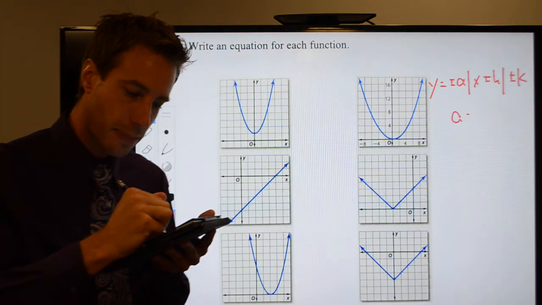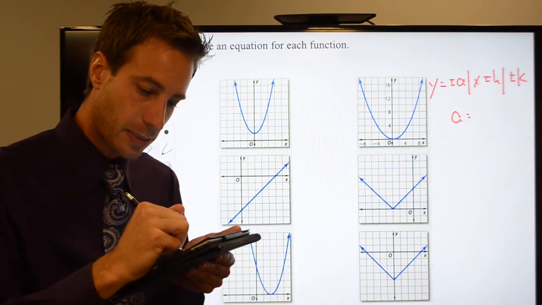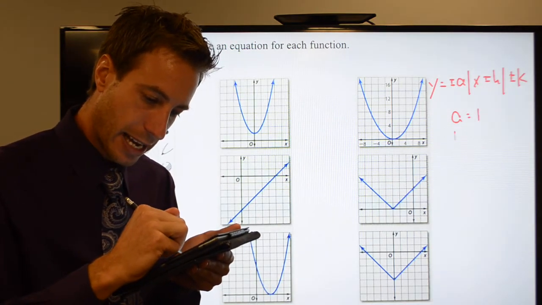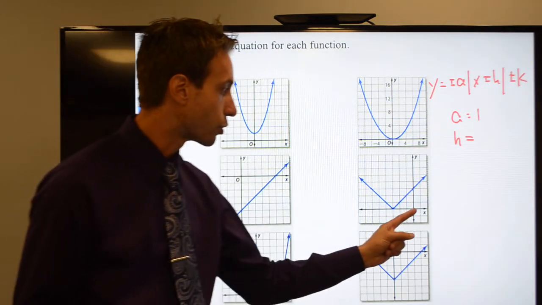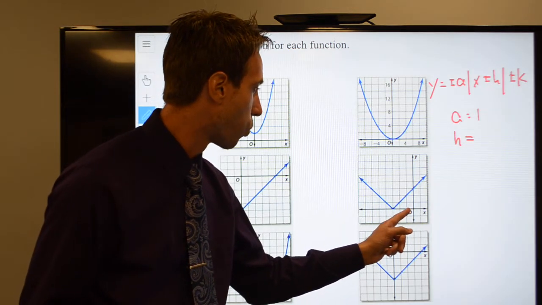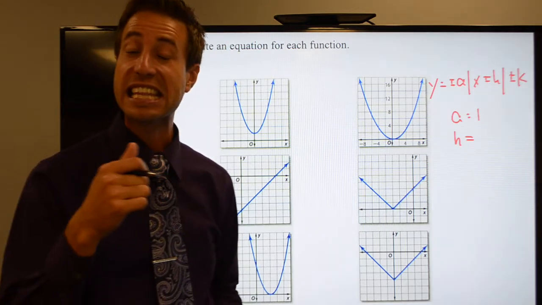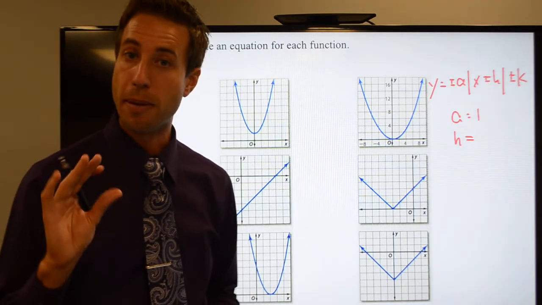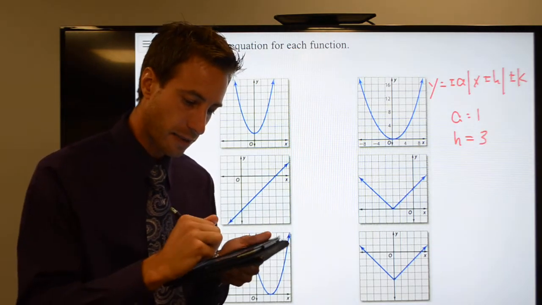Well, a is always going to be 1. Does my v open up? It does, so it has to be a positive 1. What about h? Do I have a horizontal shift? Well, the v for the parent function goes through the origin. I don't go through the origin. I've actually been shifted over 1, 2, 3 units, careful, 3 units in the negative direction. Remember, h is always the opposite, so h is going to be a positive 3.